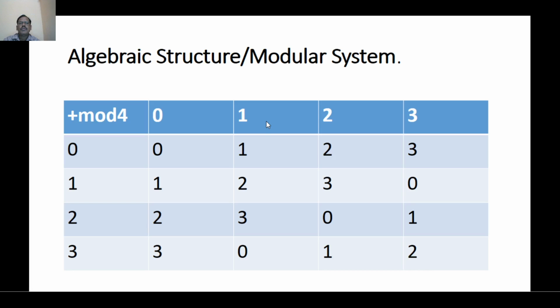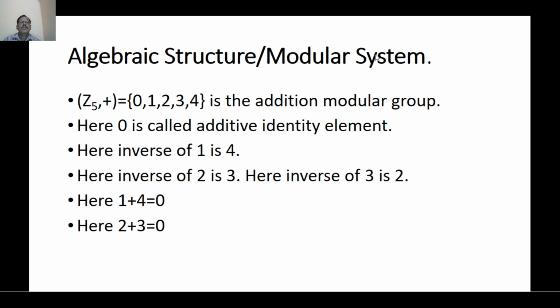Algebraic structure, that is Z5, the modulo system Z5. It contains 0, 1, 2, 3, 4 and is the addition modular group. 0 acts as the identity element and the inverse of 1 is 4, and the inverse of 4 is 1, because 1 plus 4 is 5, and if you divide 5 by 5 it is 0. And 2 plus 3 is 5, which is equal to 0, and hence the inverse of 2 is 3, the inverse of 3 is 2, the inverse of 1 is 4, the inverse of 4 is 1, and hence it satisfies all the properties of the group.